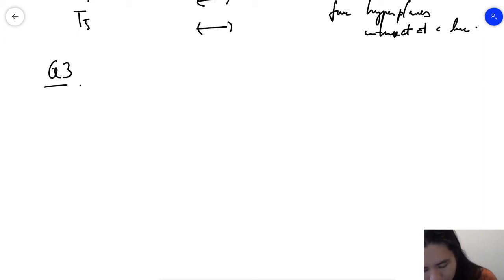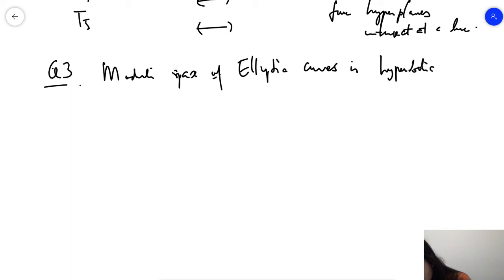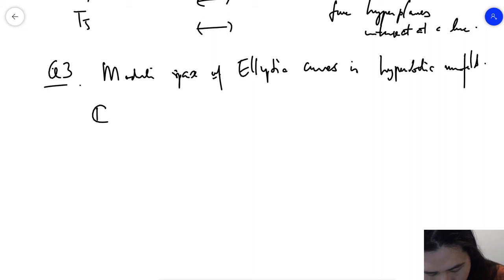The moduli space of elliptic curves is a hyperbolic manifold. What does it mean? Okay, so we know that an elliptic curve can be written as C mod lambda for some lattice lambda.